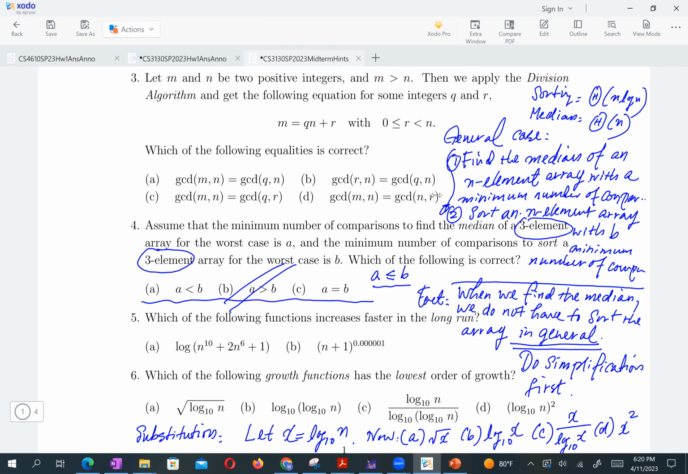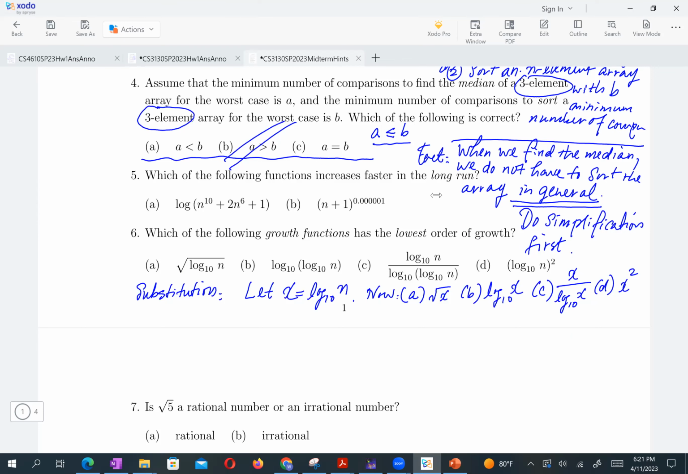Number 5. All right. Question number 5. Also simplification. But the simplification way is slightly different from question number 6. The basic idea is still the same.